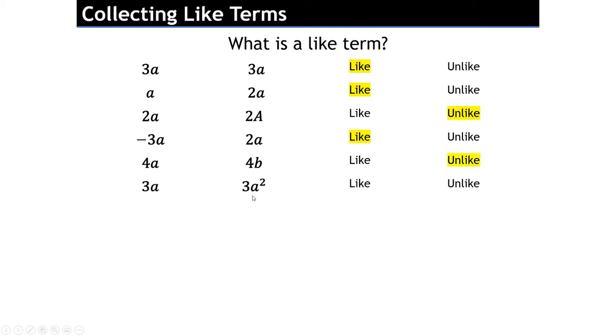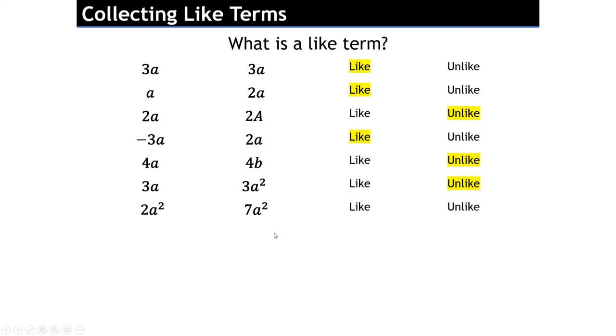We've got 3a and 3a squared. Again, very similar to the previous question, the 4a and the 4b. Even though our digit, the 3, is exactly the same, our variable is not. We've got an a there, a to the power of 1, and then a to the power of 2. So these are unlike terms because they are not the same unknown variable. Even though it's the same letter, this one's to the power of 2.